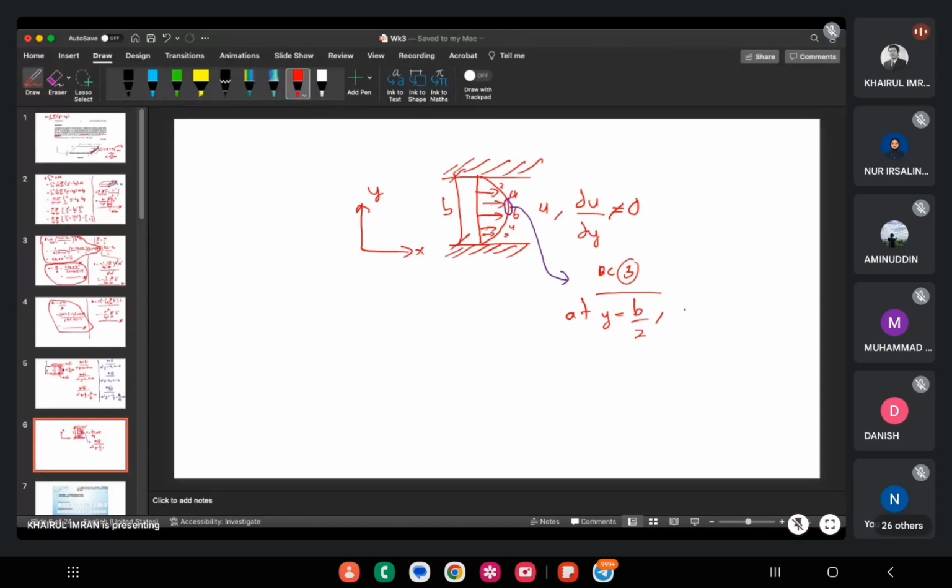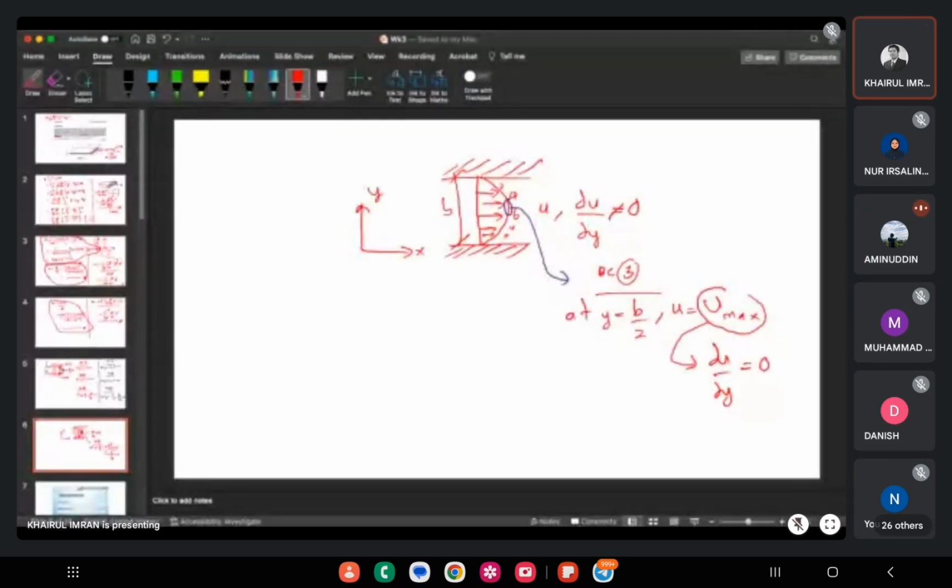So at that particular point, U sama dengan U maximum, betul? Jadi U maximum, dia tak berubah. So dia akan jadi apa? Del U over del Y sama dengan 0, sebab dia tak berubah. Okay, sorry sir. Tak apa.